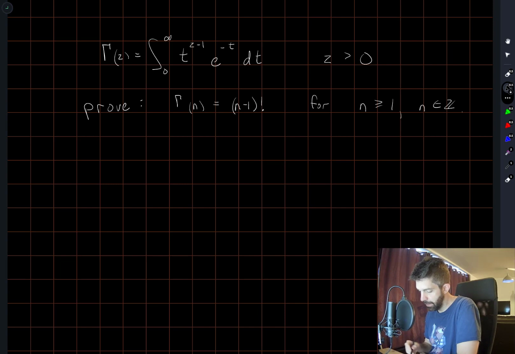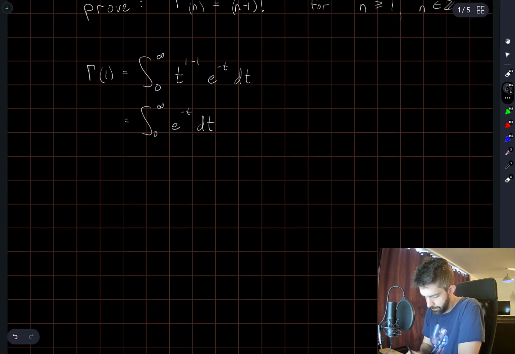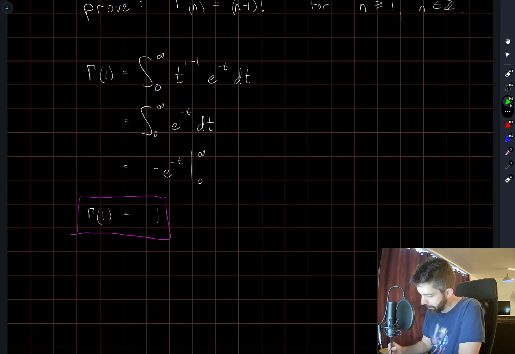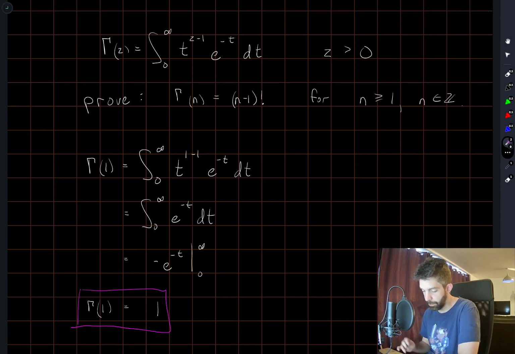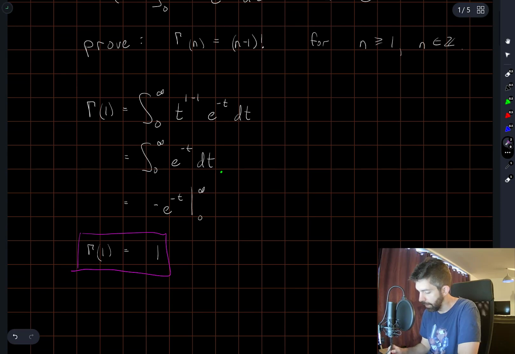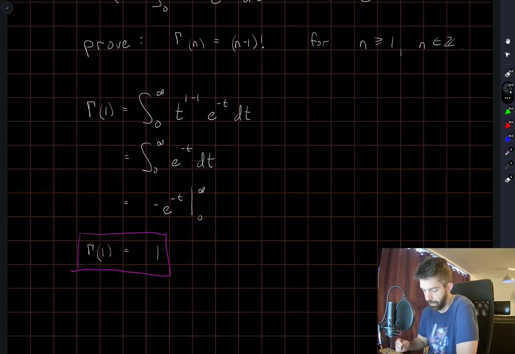The first thing I'd want to do is show that when I substitute n equal to 1, I get back, well, if n is equal to 1, then on the right-hand side I'll have 0 factorial, which is equal to 1. So I want to evaluate this integral when n is equal to 1 and show that I get 1. This is going to be the base case of our induction. The only thing that's really special here, when we substitute z equal to 1, this t to the power of z minus 1 disappears. It just becomes the constant 1. And then this integral you can evaluate immediately just using a standard antiderivative.